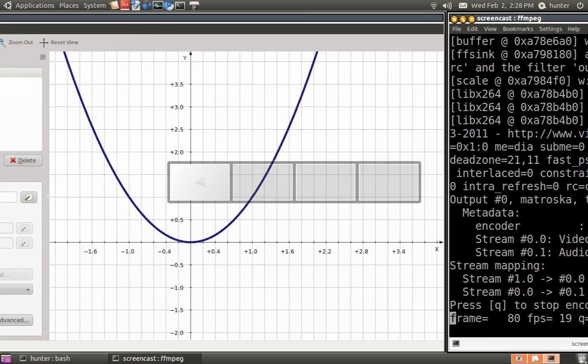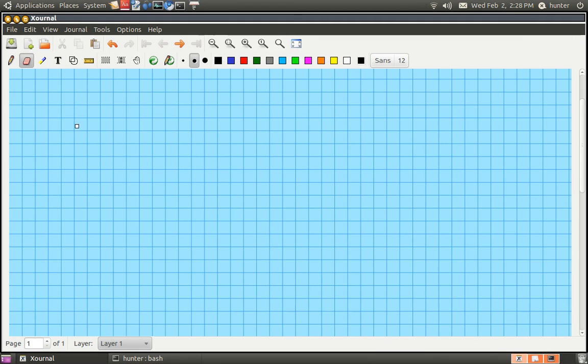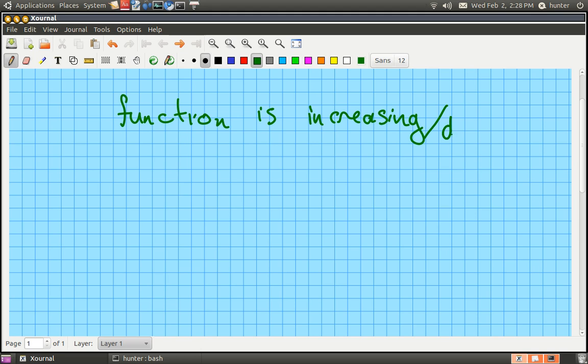Let's talk for a minute about what it means for a function to be increasing or decreasing. So this is kind of just a matter of terminology, so let me write the words. Okay, so normally the way we think of this situation is we have the graph of some function, so let me just draw a generic graph here.